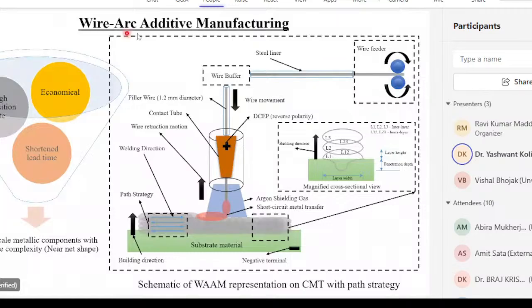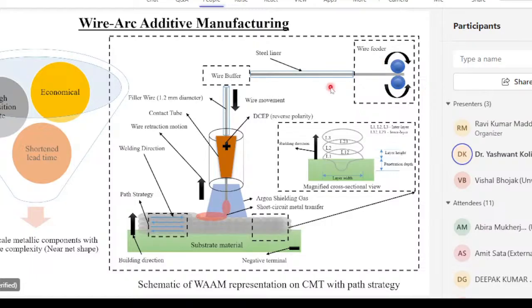So this is wire arc additive manufacturing. Basically, this is a schematic WAAM representation. Here you can see a wire feeder, and this is the steel liner, and this is the wire buffer, and the wire comes out through the nozzle, and the weld bead has been laid. So you can see here the wire feeder and the steel liner.